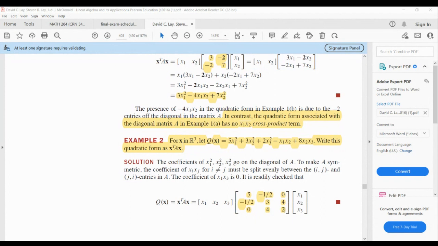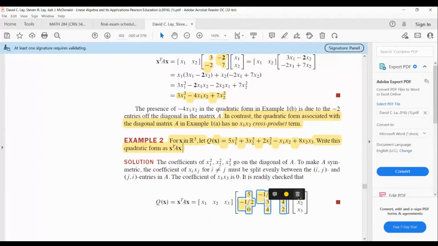But now you have to figure out the matrix A so you get the cross product terms. You have a -1, x1, x2, and an 8, x2, x3. So x1, x2, you can think of that cross product term. How would we get that? Well, we have to put a number in the first row, second column. And they put a -0.5. But because the matrix A is a symmetric matrix, you have to put a -0.5 in the second row, first column.